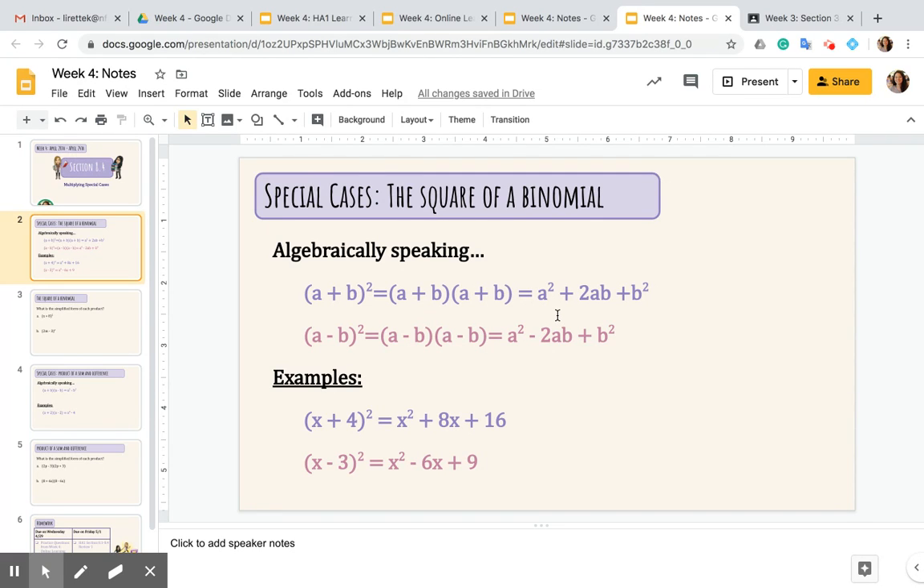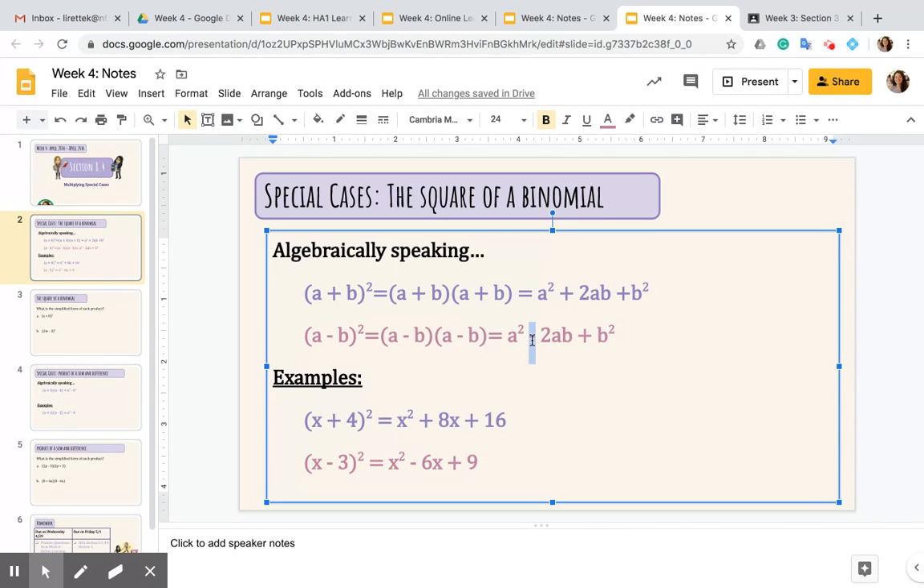To get your answer very quickly, you take the first term and square it. That's going to be the first term in your product. Then you take the product of the first and the last and double it, so 2 times the product of the first and the last. The last term is the last term in the binomial squared. The only difference between this rule and this one is that the middle term is going to have a minus sign if your starting binomial has a minus sign.